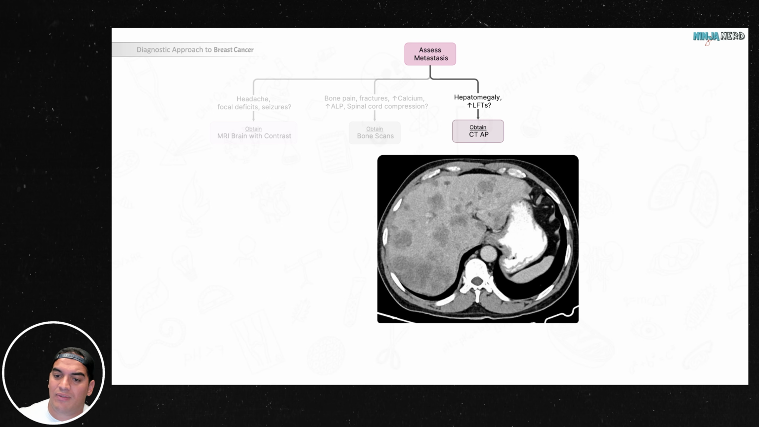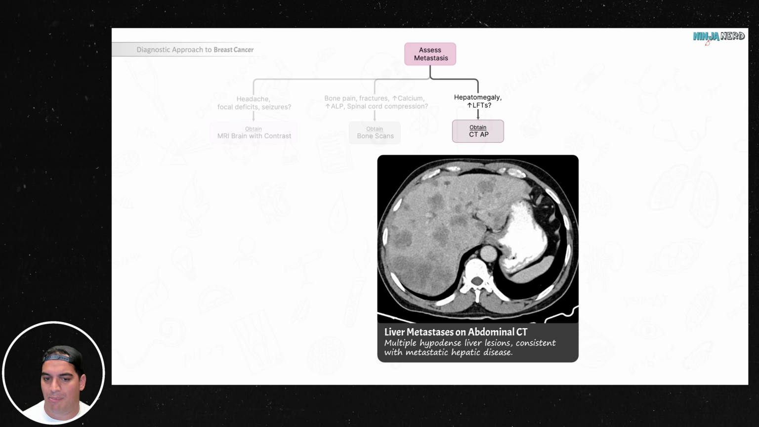But if they do complain of right upper quadrant pain, their liver feels a little enlarged, you're getting some baseline labs and you find that their LFTs are bumped, I would get the CT abdomen pelvis and see if you find any hepatic mets. This is a really big one to find as well.